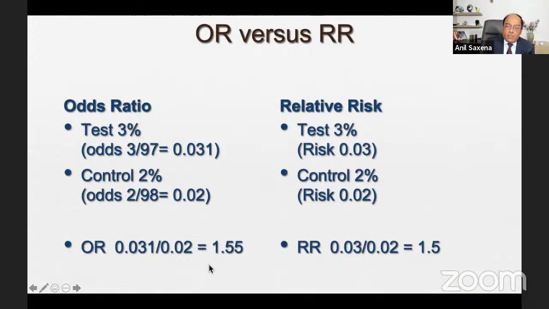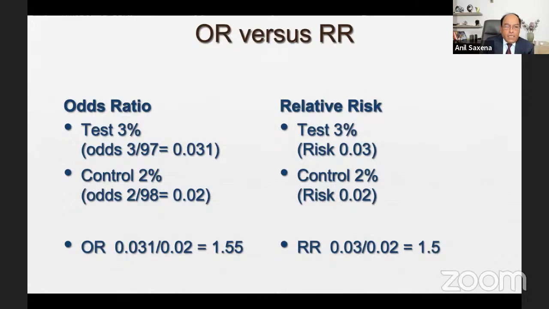The relative risk, on the other hand, has the actual percentage of something happening. For example, if you see 3%, meaning 3 out of 100, the risk becomes 0.03. In the control group it is 2%, so it becomes 0.02. That is called risk. When you calculate the relative risk, it becomes 0.03 divided by 0.02, which is 1.5. So they are often used interchangeably, odds ratio versus relative risk.